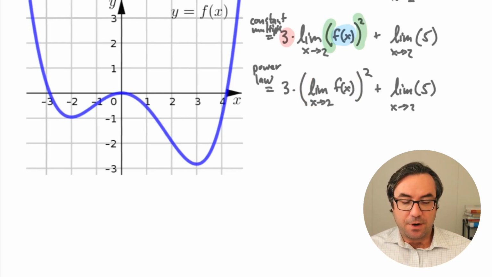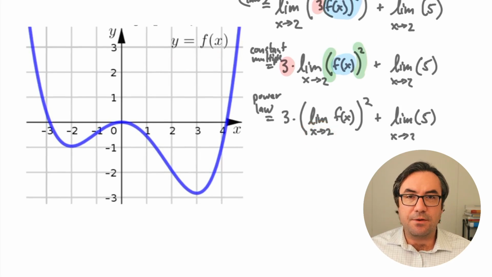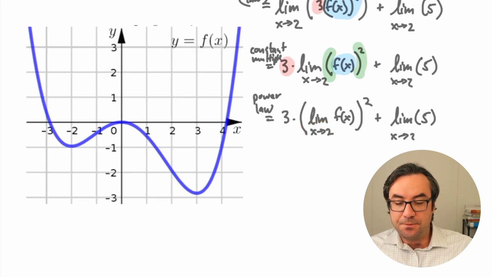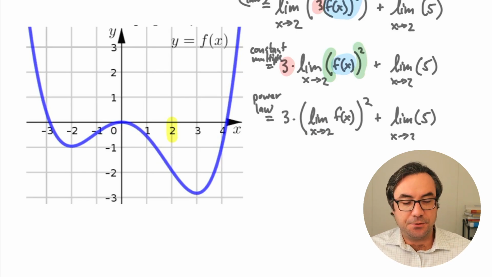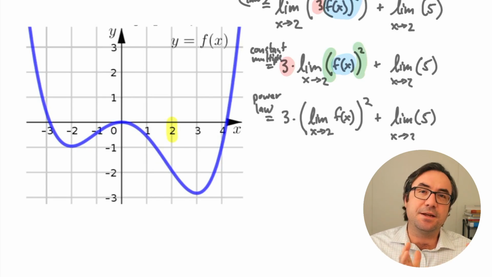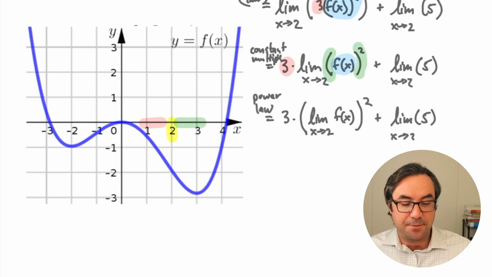So if we go to our graph, here's the graph of f of x. And we're interested in what's going on right around x equals 2 here. So we find 2. Now we're going to do this with our graphical methods. We find x equals 2, and we know that we have to consider what's going on a little bit to the left and a little bit to the right.